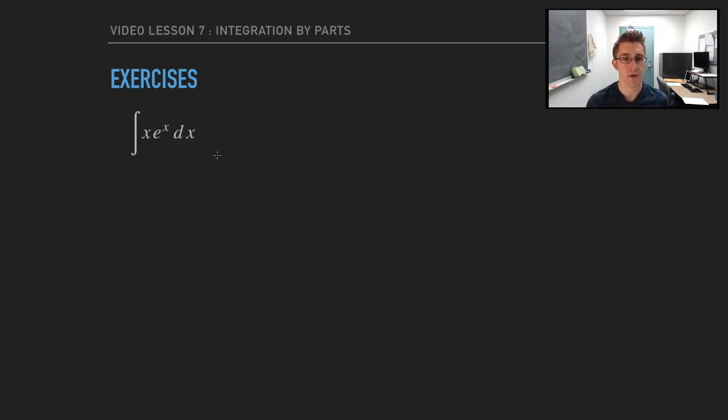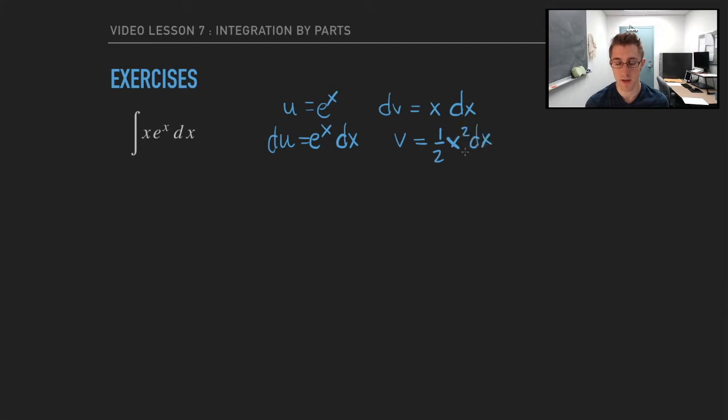Okay, so first I'm going to do this one the wrong way. Let's say that I said I want to differentiate the e to the x and anti-differentiate x times dx. You'll see why this is the incorrect choice. When I differentiate u, I get du equals e to the x dx. And when I anti-differentiate the v part, I get v equals 1/2 x squared. Oh, no dx, sorry. Just 1/2 x squared.